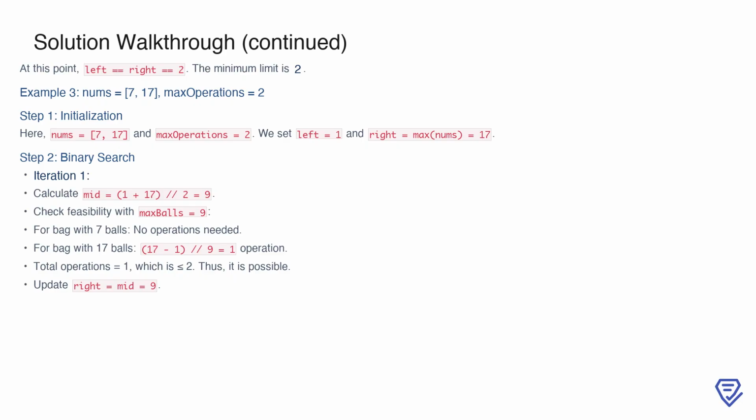Let's analyze another example with 2 bags, 7, 17, and a maximum of 2 operations allowed. We initialize the search range with left at 1 and right at 17, the maximum number of balls in any bag. In the first iteration, we calculate mid as 9. To check the feasibility of this limit, we calculate the required operations for each bag. The first bag with 7 balls requires no operations, while the second bag with 17 balls requires 1 operation to divide it into parts of size 9. The total operations needed are 1, which is within the allowed limit, so the limit of 9 is feasible. We update the upper bound, right, to 9.